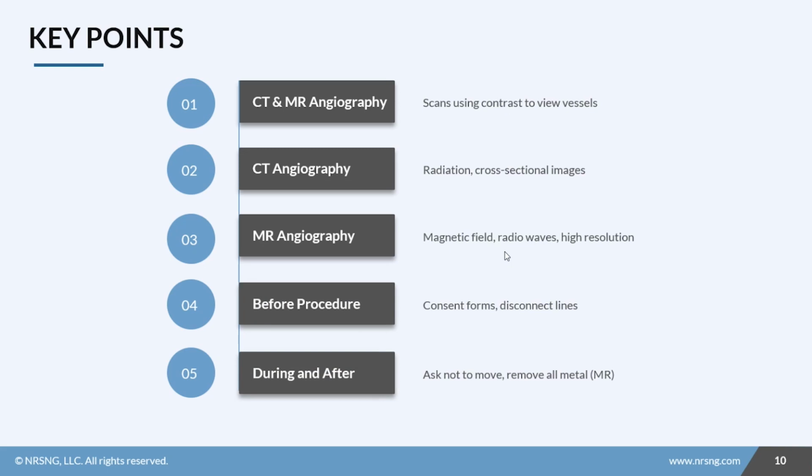All right, now let's review the key points. So CT and MR angiography are both scans to view the vessels in the body for diagnosis. The CT angiography uses radiation to create cross-sectional images. The MR angiography uses a magnetic field and radio waves to create a high-resolution picture. Before the procedure, make sure any consent forms are filled out and disconnect IV lines because they're going to be used for contrast. During the procedure, ask the patient not to move and remove any metal from the room, including wheelchairs, beds, or IV poles. The radiologist is going to interpret the results, and the doctor is going to provide results to the patient.